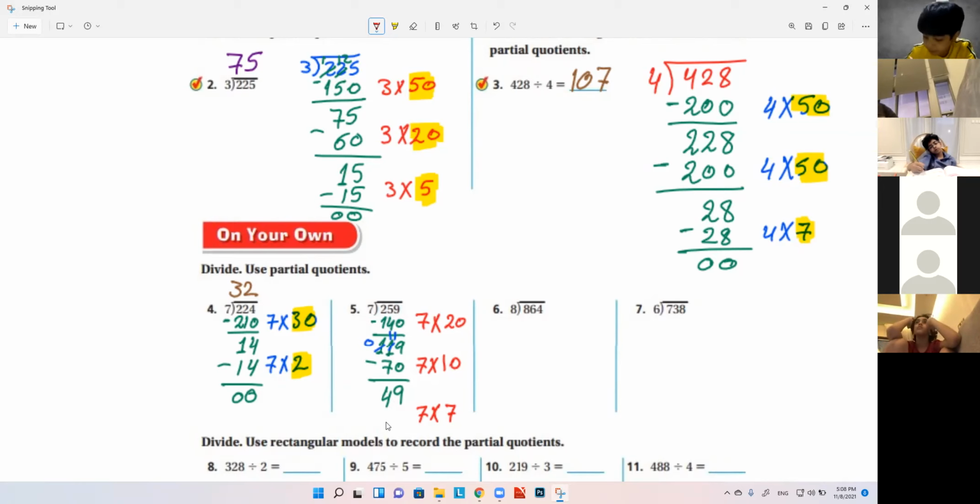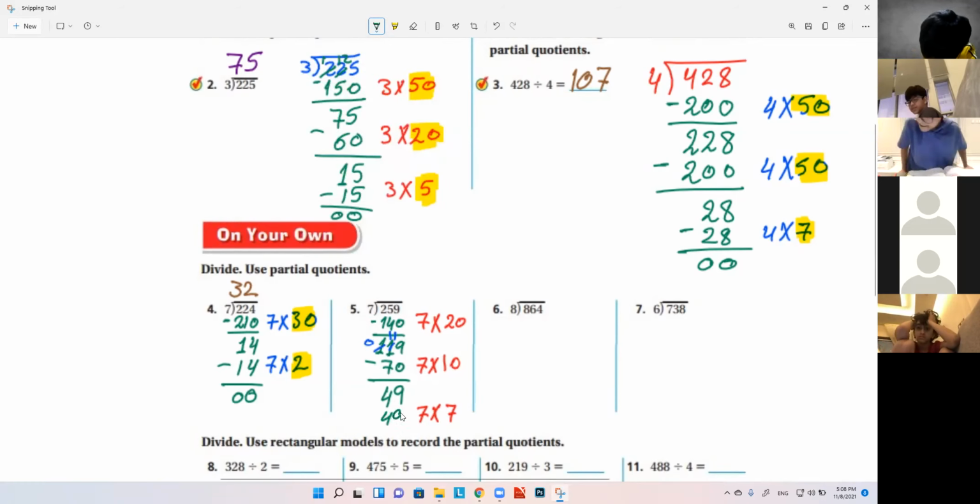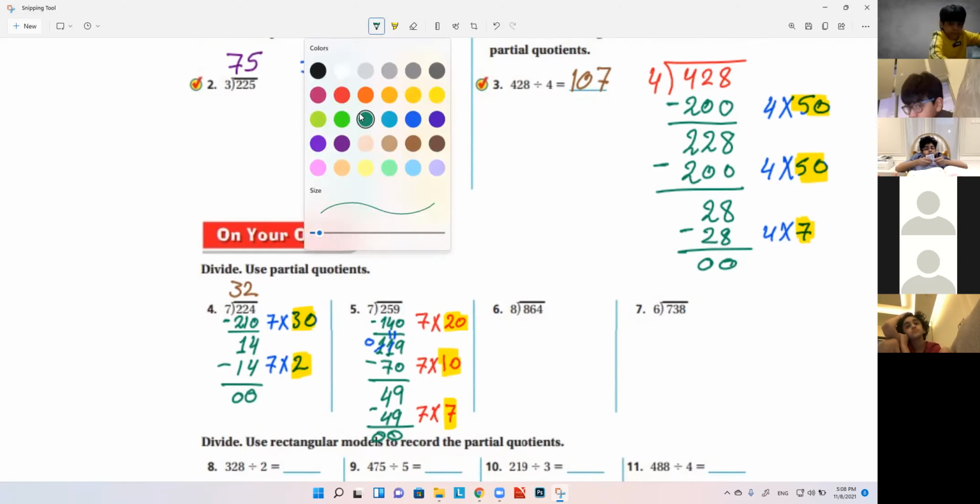It's 7 multiplied by 7, Abdullah. Oh, right. 7 multiplied by 7 equals 49, so it will be zeros. So our answer here, how can we get the answer? By adding them all, equals 37. Okay, so our answer will be 37.